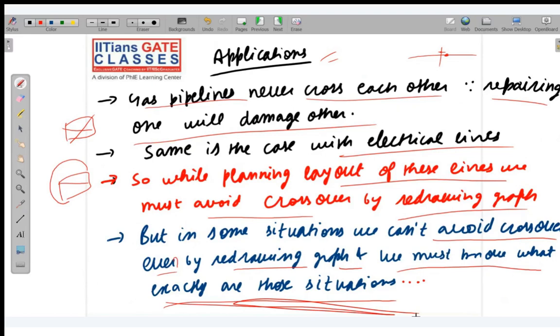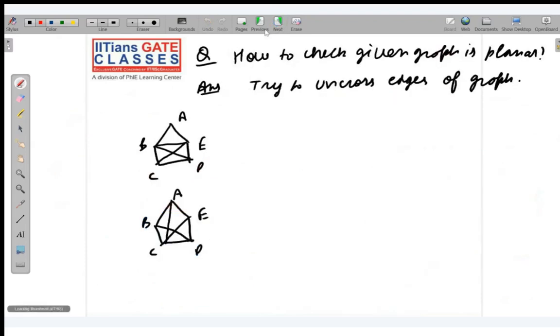So let me jump to the next slide. Okay, so how to check if a given graph is planar? So try to uncross the edges. That is the simplest way. Don't worry, I will give you theorems and all, but I am just trying to do that. So is this planar? Yeah. So how? So the other edge was crossing, now take it like this. Don't worry. Is this planar?